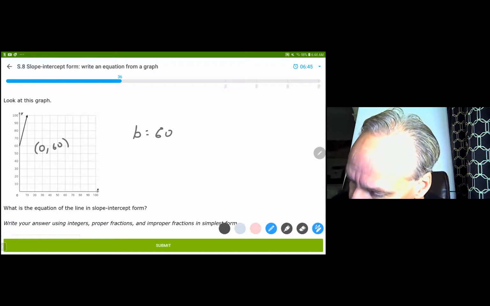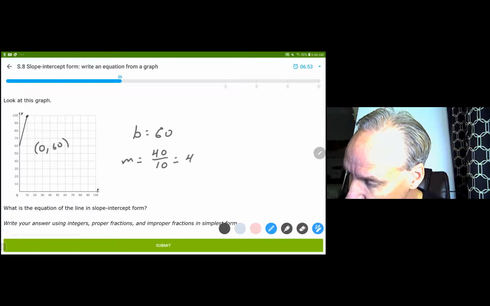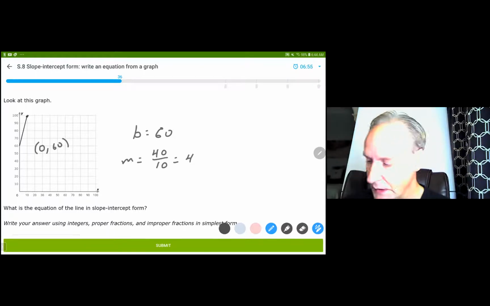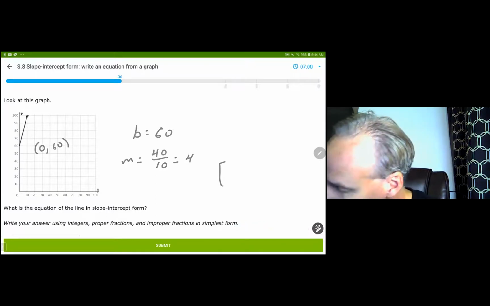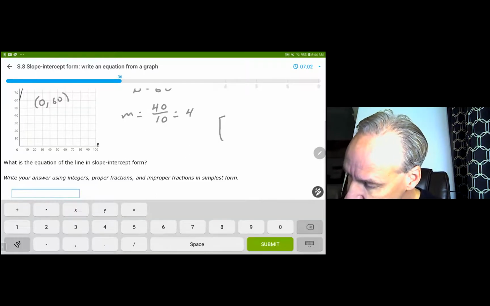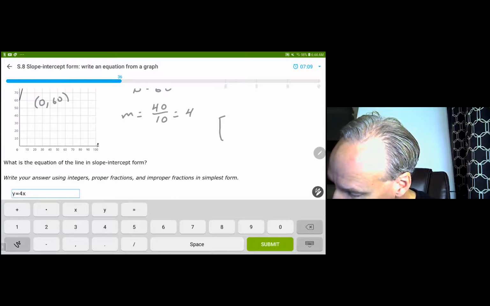And the slope looks like it's gone up 40 over 10. So the slope looks like it's 40 over 10, which does need to be reduced to 4. I could write 4 over 1, but they're probably looking for the 4. So, yeah, there we go. Y equals 4x plus 60.